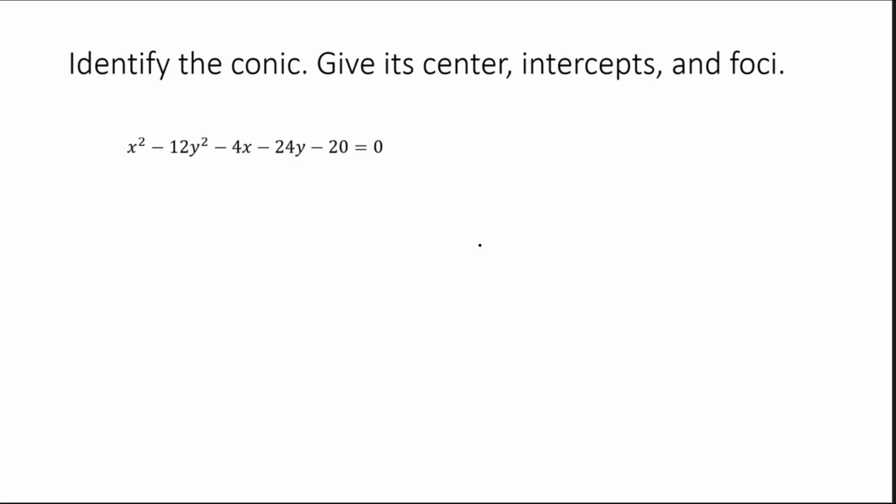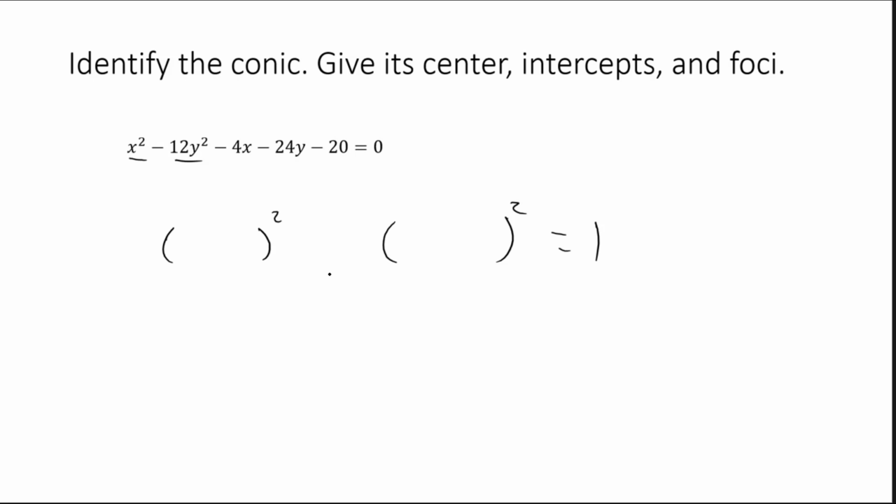So for this one, what we want to do is get it to be something squared, then plus or minus something else squared, equaling 1. We know it's going to be something like that because we see both an x squared and a y squared. If it was just one variable being squared, it would be a parabola of some sort. But here we have two variables being squared, so we're going to have something like this.